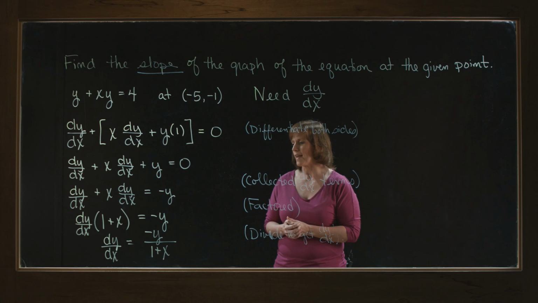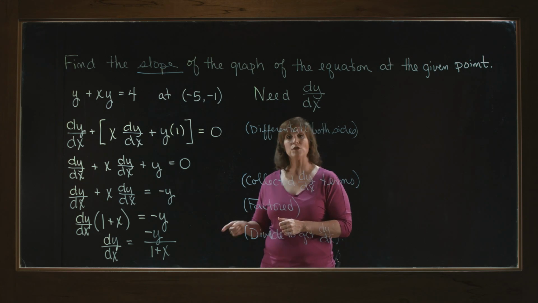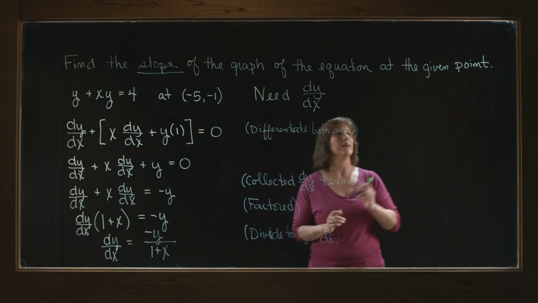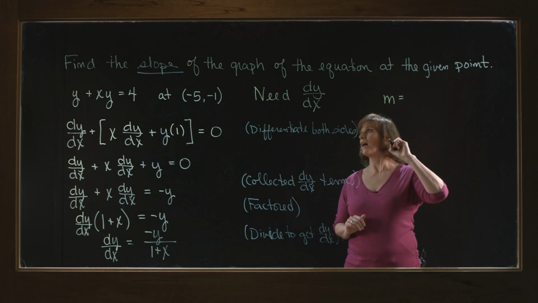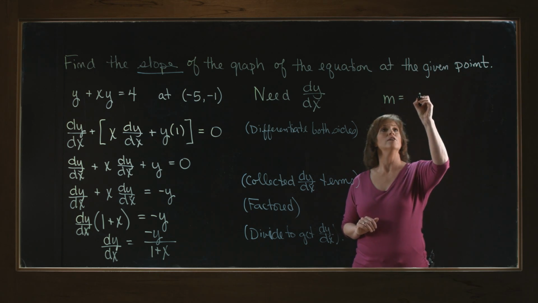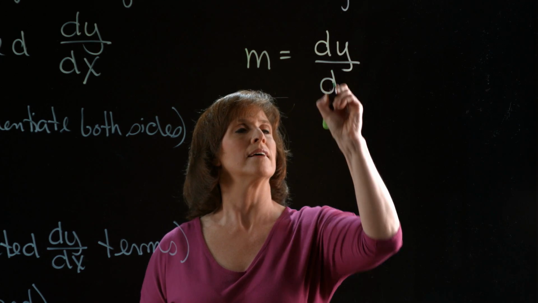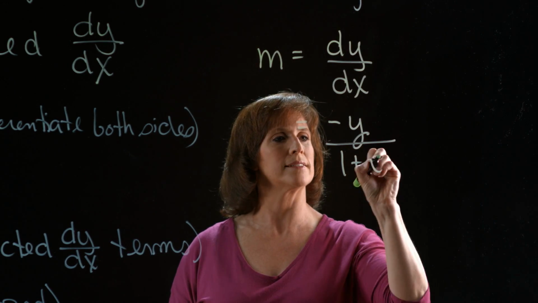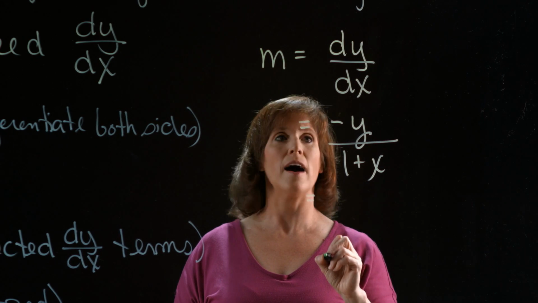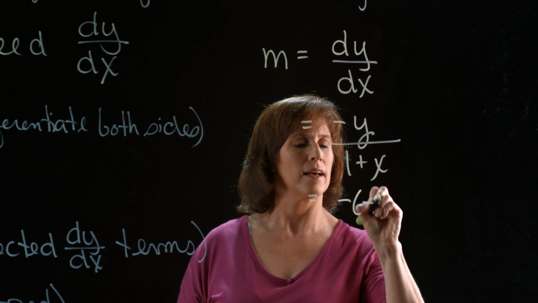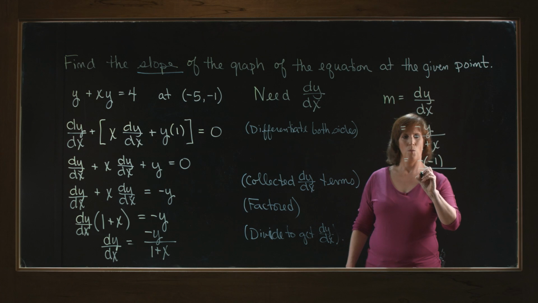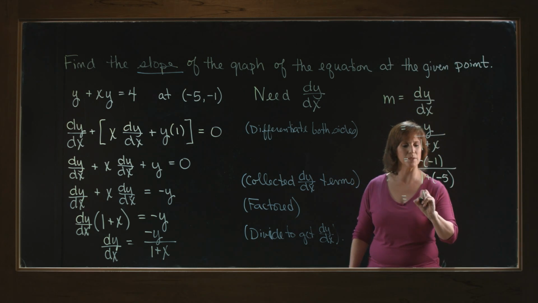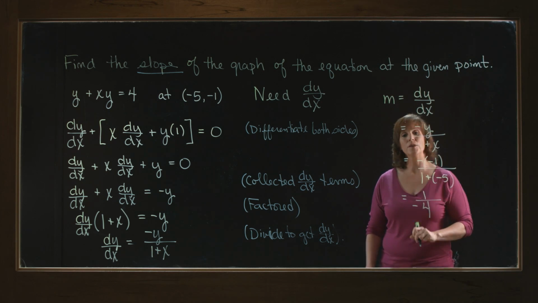I'm not quite done yet though, because I want to know what that derivative is at the point (-5, -1). The only thing remaining is to plug in the -5 and the -1. So my slope is dy/dx, which I now know is minus y divided by 1 plus x. And at the point (-5, -1), I'll have minus a -1 all over 1 plus a -5. And with a little arithmetic, I end up with a slope of -1/4.